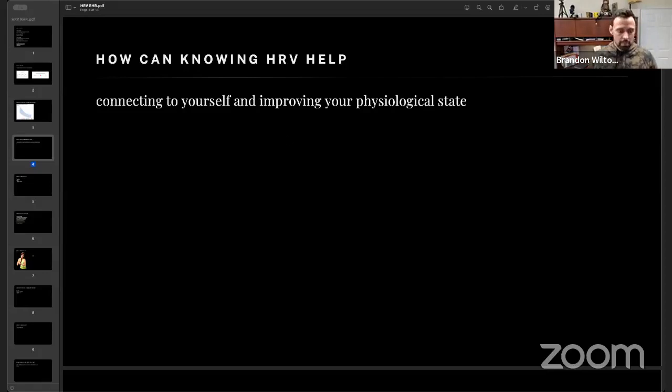So knowing the number itself isn't really going to do much for us. It is all about improving your physiological state. The number is a reflection of your physiological state, influenced by your behaviors, your thoughts, your emotions. And if you want to change your physiological state, we have to ask questions about that.